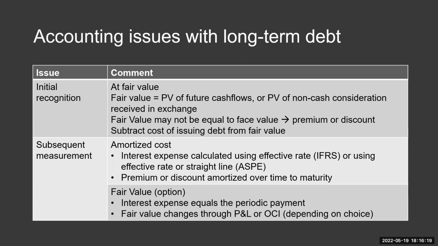So companies that issue debt have an option to report that debt at fair value. And if they choose to do so, then any changes in the fair value of their debt under IFRS 9 get reported either in P&L, in profit and loss, or if they make the choice to use other comprehensive income, they can go with OCI.